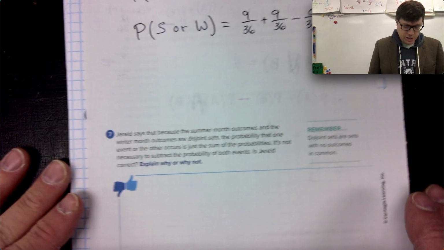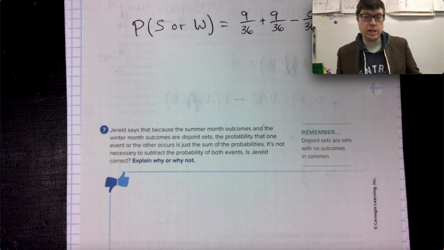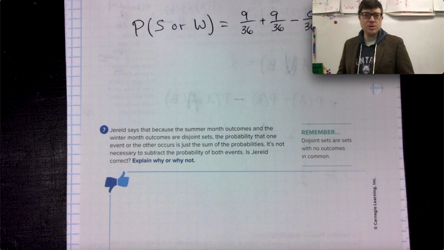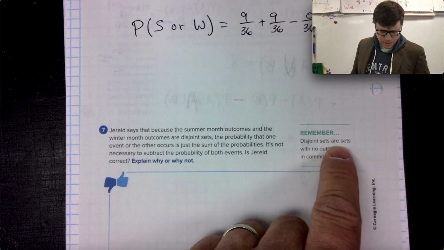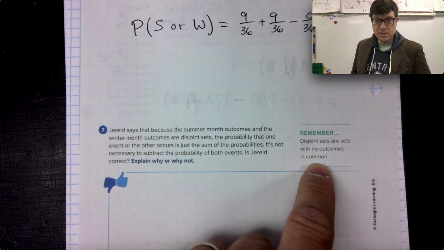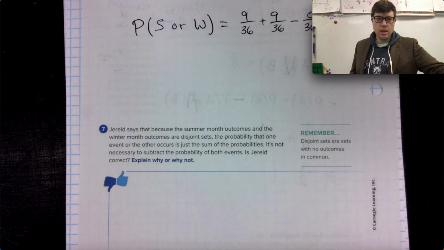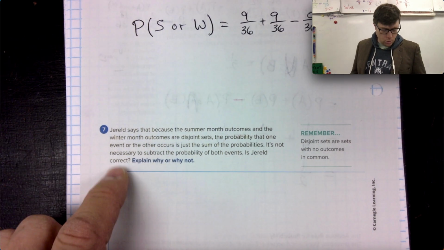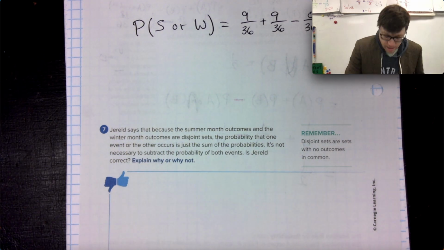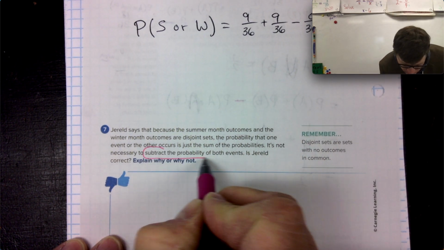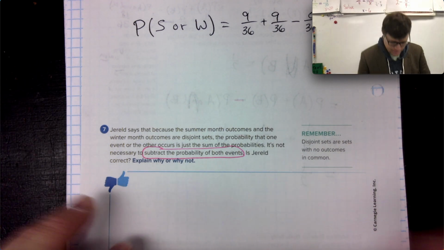In fact, that observation lets Gerald say, sorry if you're in my class and I said your name that strongly, but if not, you're fine. Gerald says that because the summer month outcomes and the winter month outcomes are disjoint sets. Disjoint sets are sets with no outcomes in common. A summer and a winter, they have nothing in common. In our calendar, right? Don't go reaching for other stories. The probability that one of the event or the other occurs is just the sum of the probabilities. And it's not necessary to subtract the probability of both events. Is Gerald correct? Yeah.